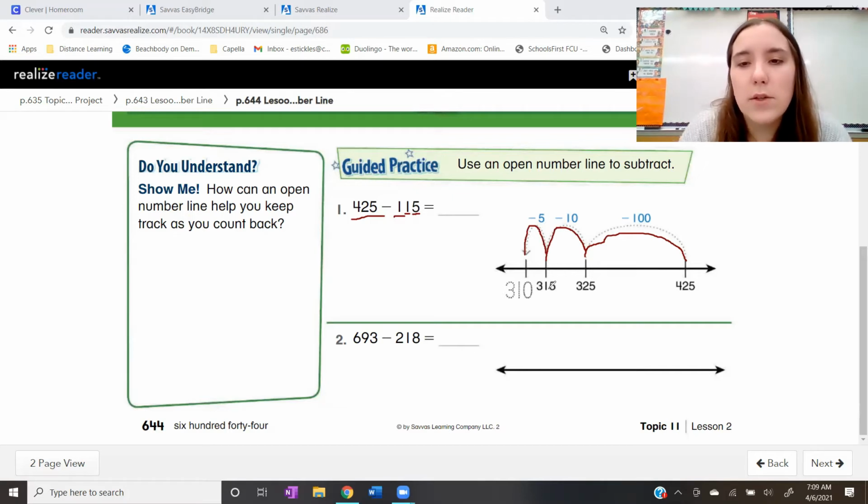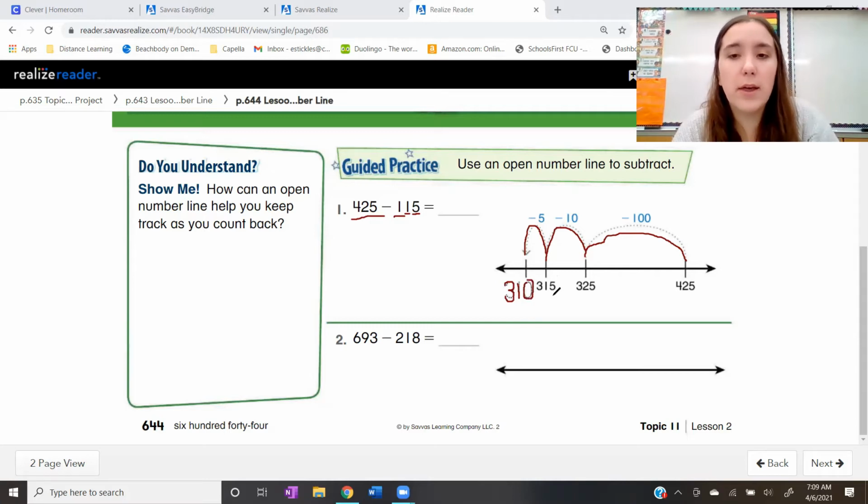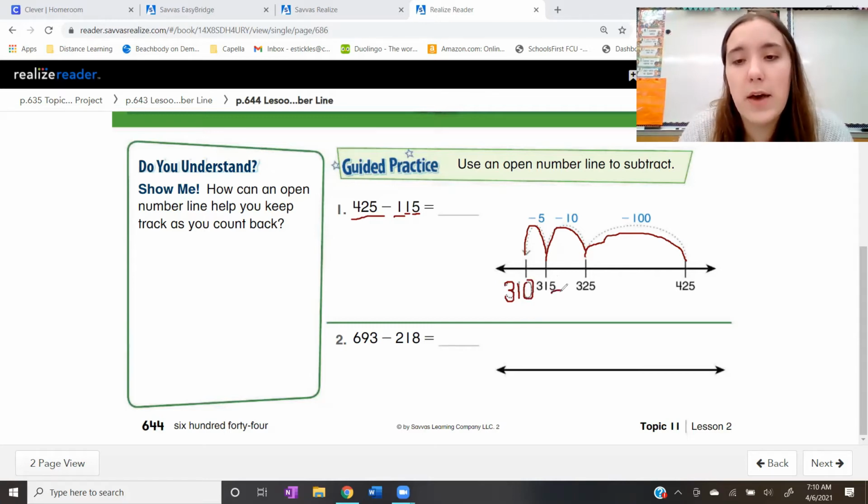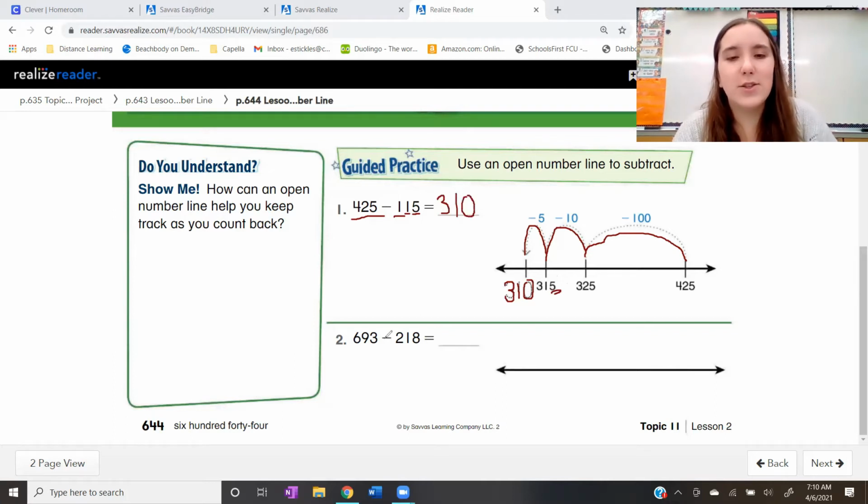Minus 5. So 315 minus 5 would be 310. The way I thought about that is that I know that 15 minus 5 equals 10. Or you can look at that in the ones place, there's 5 ones, and we took away those 5 ones, so now there's 0 in the ones place. So our answer is 310. Just like that.